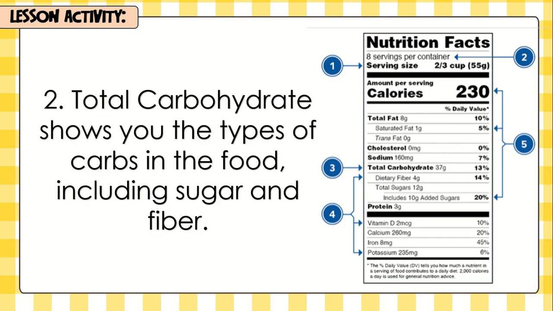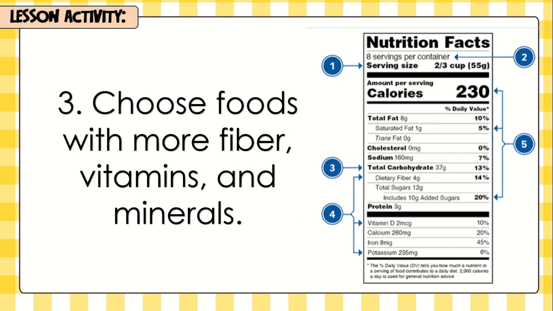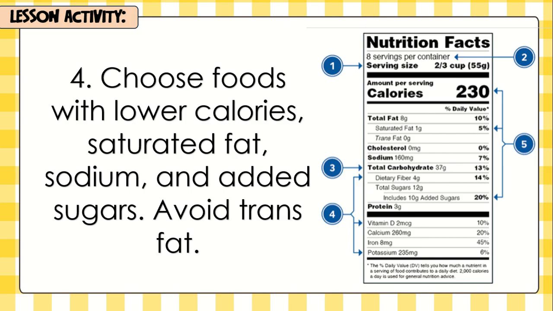Next, total carbohydrate shows you the types of carbs in the food, including sugar and fiber. Third, choose foods with more fiber, vitamins, and minerals. Choose foods with lower calories, saturated fat, sodium, and added sugars. Avoid trans fat.